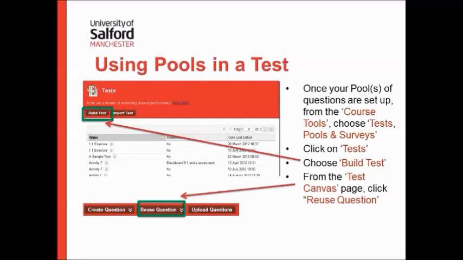Once you've set up and completed building your question pools, you then build an individual test with which to include them. From the Test, Survey and Pools menu in the control panel, you would click on Tests, then Build Test, and from that Build Test canvas you would choose Reuse Question. That would allow you to then find questions you'd already created and bring them in from whichever pool they are stored. Do remember, even when you create a test, you will need to review the individual test question settings.